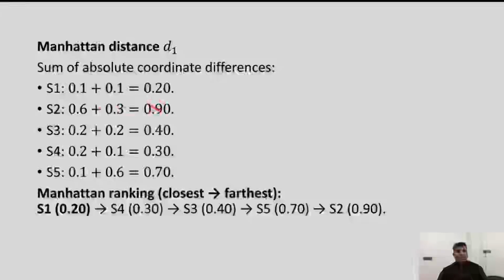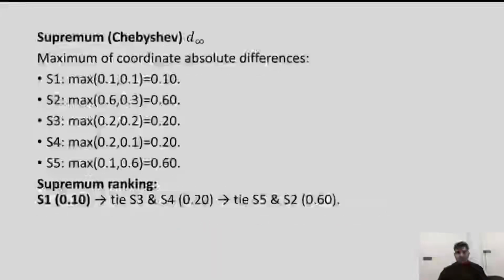Manhattan distances: the sum of absolute coordinate differences. For S1 we got 0.2, S2 we got 0.9, S3 we got 0.4, S4 we got 0.3, and S5 we got 0.7. Here is the Manhattan ranking, closest to farthest. First is S1, very close, then S4, then S3, then S5, and the farthest is S2.